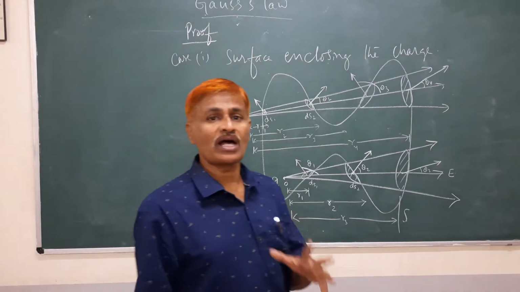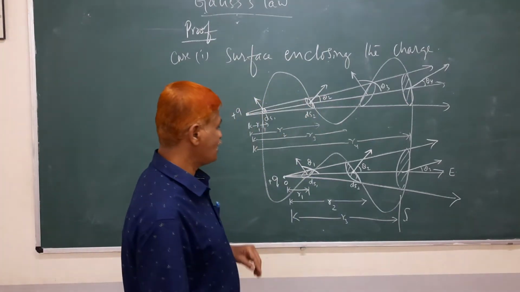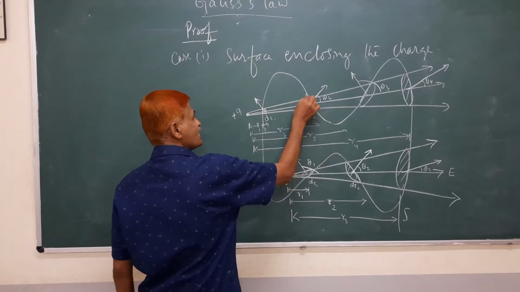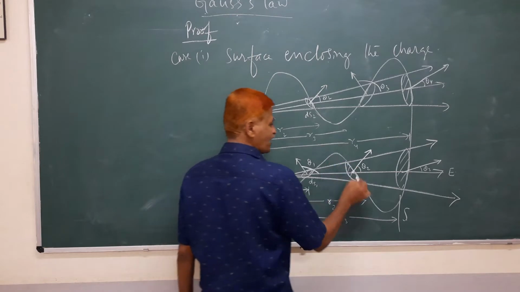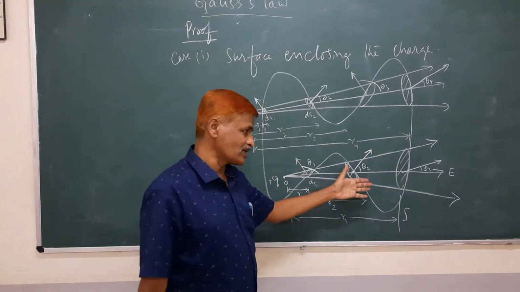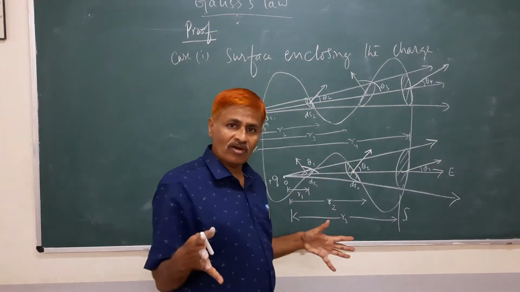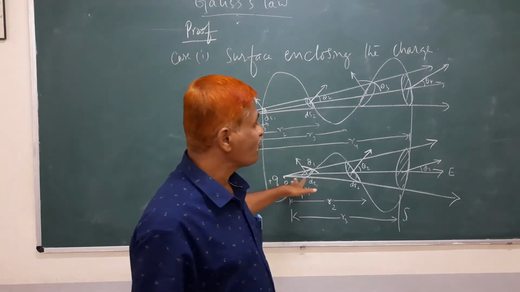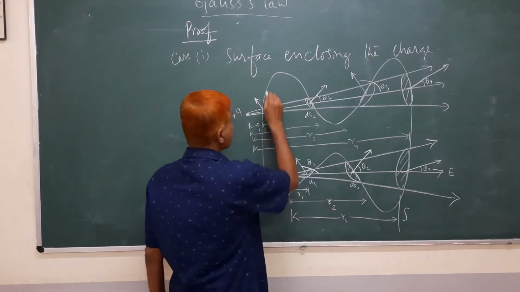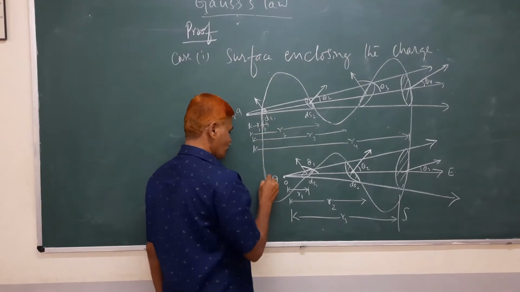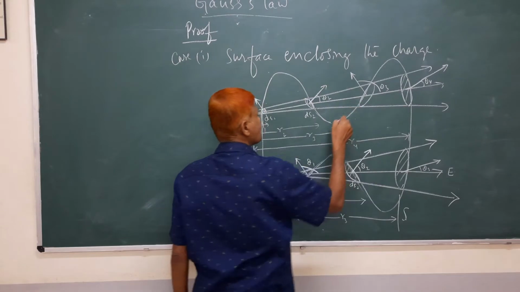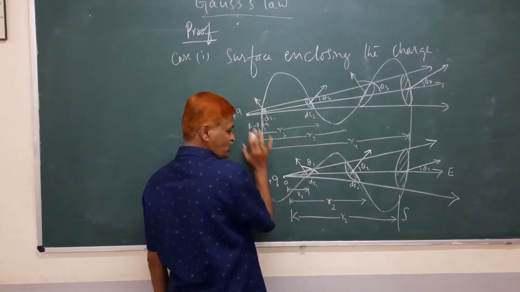Today we prove Gauss law in two cases. I am using this surface S, where I can convincingly prove the Gauss law. It is applicable in all the surfaces, but for the sake of the proof, I have taken this surface in a particular form, and I am discussing both the cases. Alright, this is for case 2, this is for case 1.